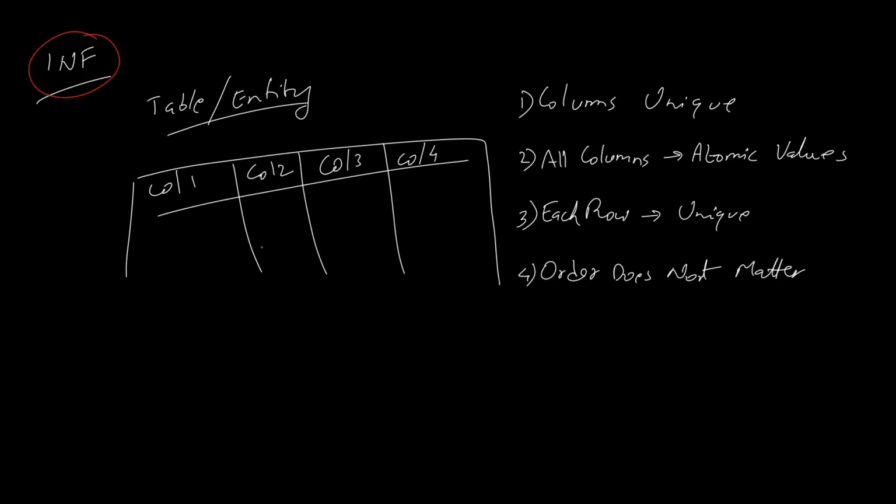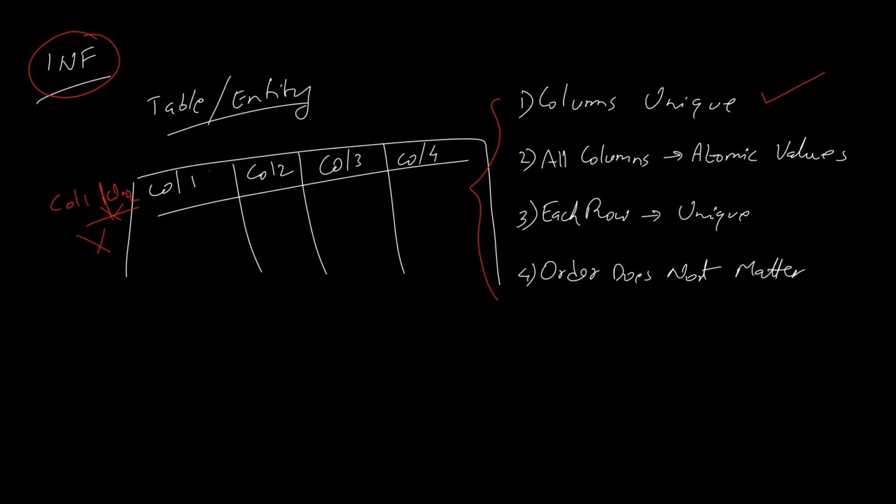First we have 1NF, simple as that. 1NF states these four simple rules as we have here. The column names should be unique. Column 1, 2, 3, 4. There shouldn't be a column 1 over here again, or a column 2 over here again. They shouldn't be like that.